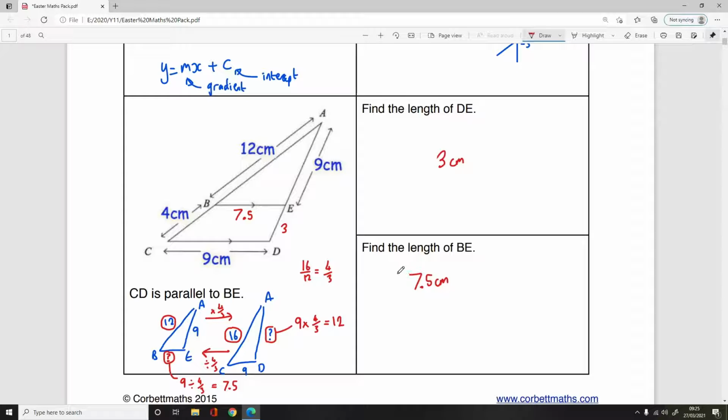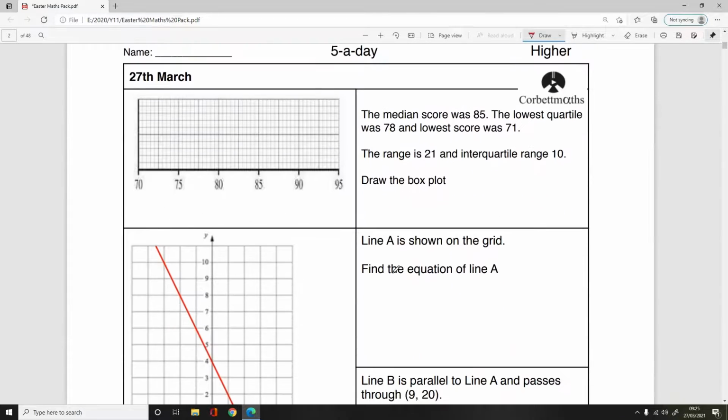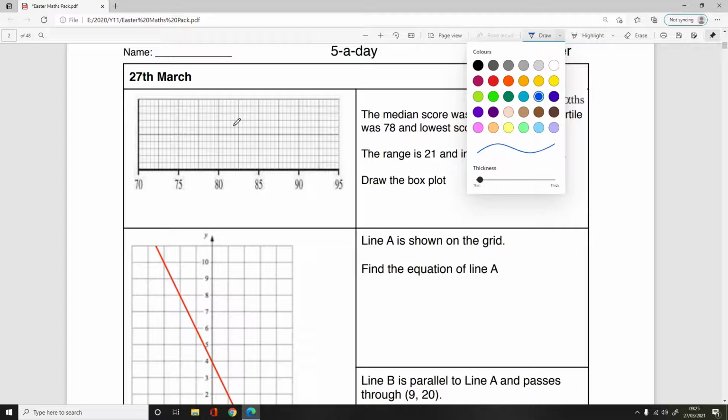Okay. So that's the foundation plus ones. That's grade 5s and 6s. Let's push on to higher. Again, you should only be doing the ones that are relevant to you.